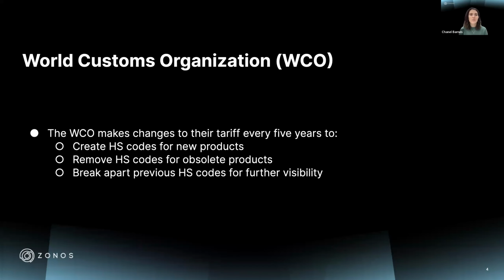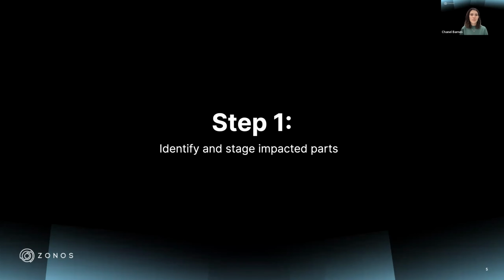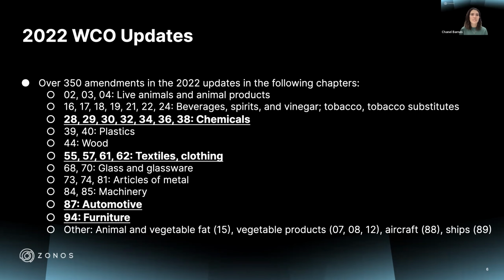Now we're going to talk about the 3 steps you need to follow to be compliant and ensure that you are using up-to-date HS code classifications when you're shipping internationally. The first step is to identify and stage your impacted parts. You will need to review the WCO website and the changes. There are just over 350 amendments and changes to the 2022 updates in the following chapters and categories. The ones you see here that are bolded and underlined are the most impacted parts. So keep a close eye out for chemicals, textiles and clothing, automotive, and furniture.